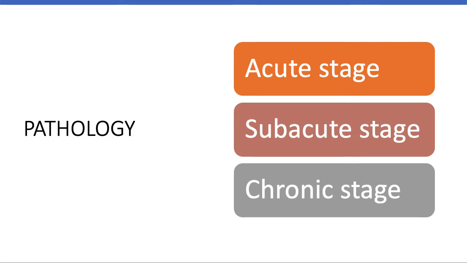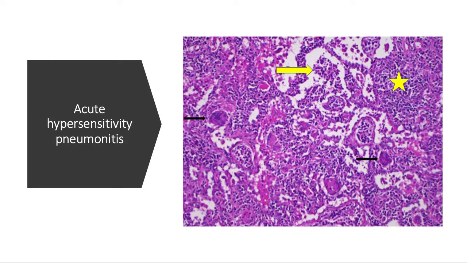Pathological findings in hypersensitivity pneumonitis are often categorized into acute stage, subacute stage, and chronic stage. In acute hypersensitivity pneumonitis, histopathology shows non-specific findings of acute lung injury, including peribronchovascular fibrin deposition, interstitial accumulation of neutrophils, lymphocytes, plasma cells, and macrophages. And alveolar spaces may contain proteinaceous exudates, edema, or hemorrhage.